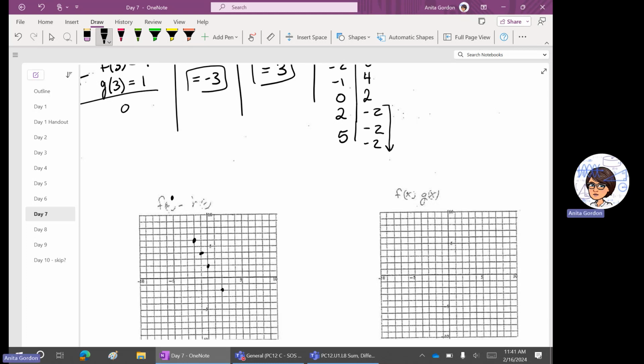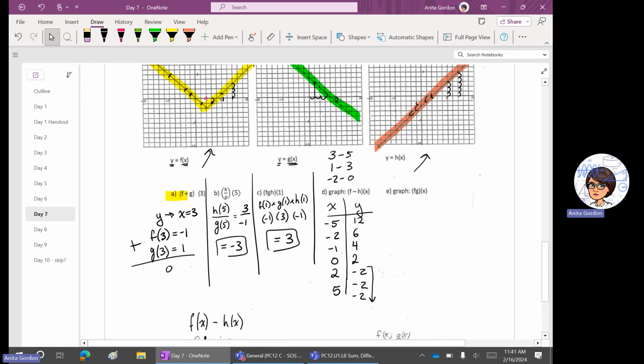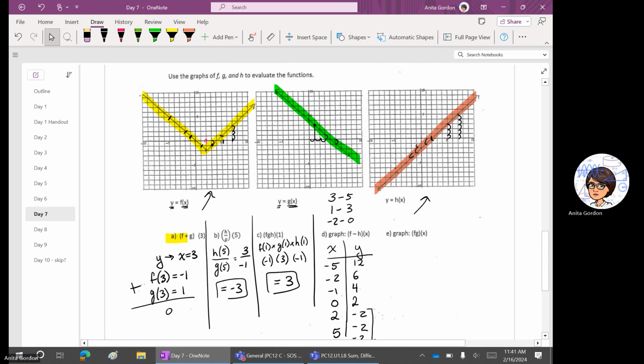+2 is -2, and then it looks like we have a 2 that goes on and on. So we end up with a horizontal line here and a slanted line here. So this is the picture of f of x minus h of x. So we're taking the y values from f and minusing from h. And that's what we get.